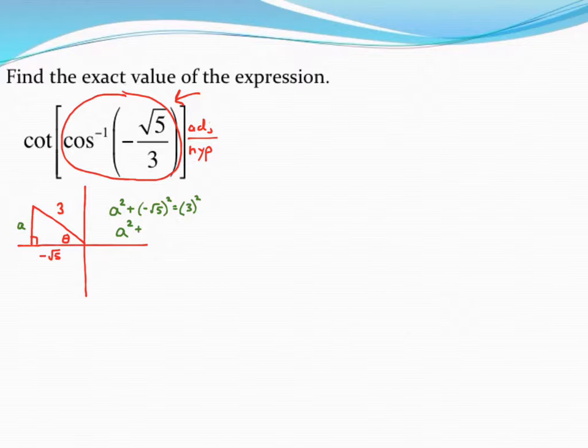So a squared plus, well, negative square root of 5 times negative square root of 5 is just positive 5, and then equals 9. This one actually works out really nice then, since a squared would be equal to 4 when I subtract, and then a must be 2. So that missing side is going to be a 2. Once all the sides of the triangle are figured out, it's actually a really easy problem to finish.